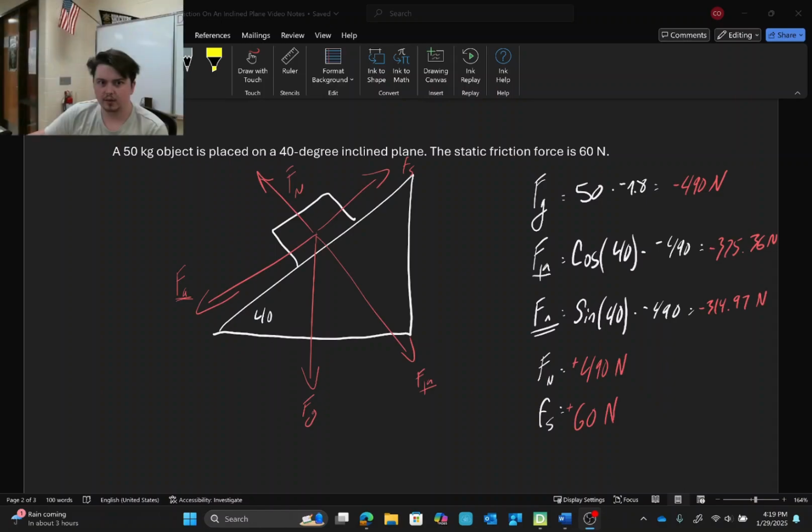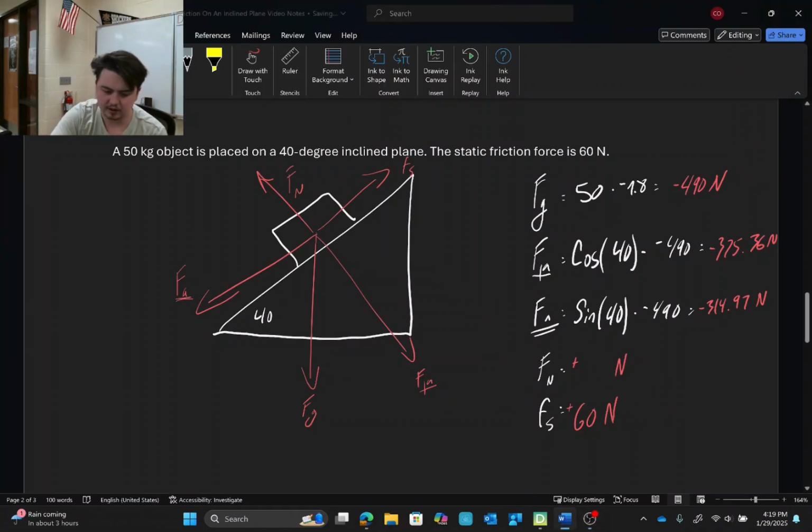Alrighty, and we're back. Here is the whole diagram. Once again drawn out, our gravitational force that we got should be negative 490 newtons, with our perpendicular force being negative 375.36 newtons. Our parallel force being negative 314.97 newtons, which gives us a normal force of positive 400 and... Oh, it's not positive 490. Mr. Owens made a mistake.